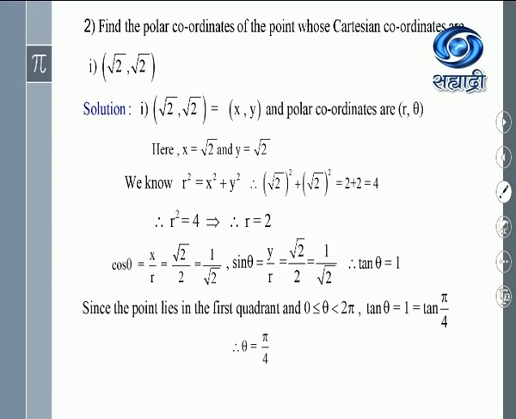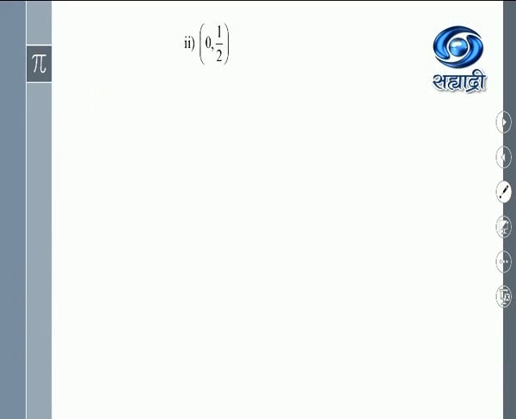So, theta is equal to pi by 4 we write, and hence the polar coordinates of the given point we write r comma theta, which is equal to 2 comma pi by 4. Clear an idea? Now we have the second sum, that is 0 comma 1 upon 2. Method remains the same. Assume 0 comma 1 upon 2 as the Cartesian coordinates, round bracket x comma y. Then x is equal to 0 and y is equal to 1 upon 2.